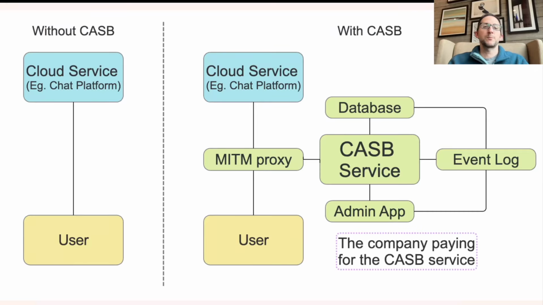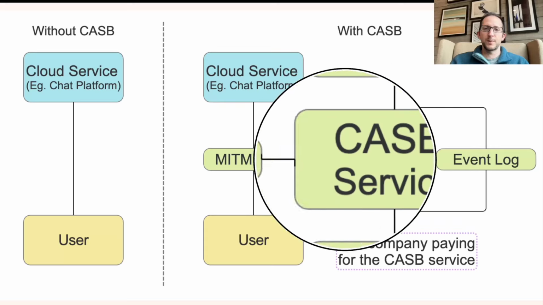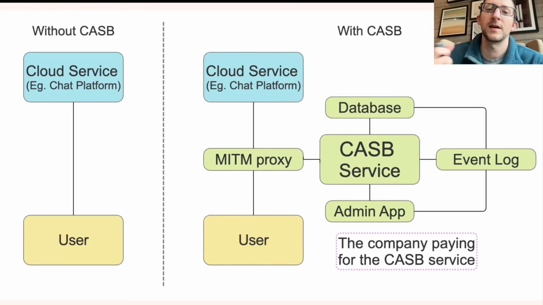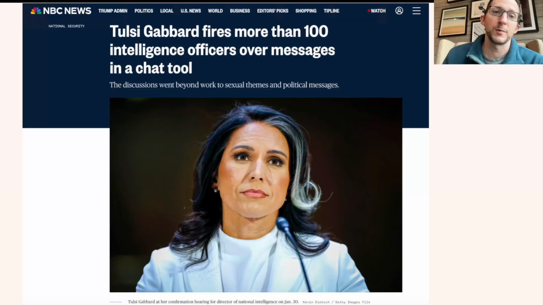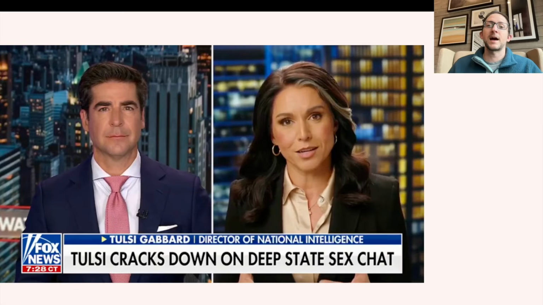So this diagram should make a little more sense now. The CASB service basically comes in between the user and the cloud service, intercepting all the data and then processing it. In summary, let's talk about CASB in the news. Recently, Tulsi Gabbard, the director of national intelligence for the United States, fired more than 100 intelligence officers from the CIA over messages that appeared in a chat tool. Those discussions went beyond work to sexual themes and political messages. So basically, the CIA employees were doing things that they shouldn't have been doing, and they got fired for it.